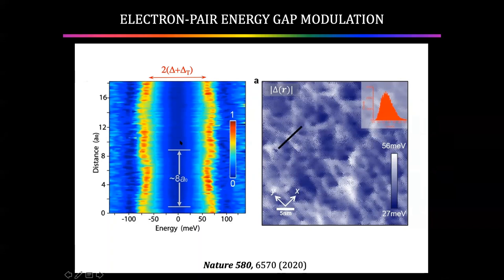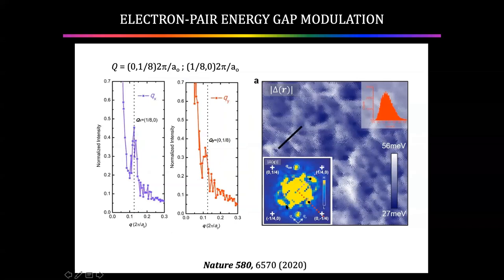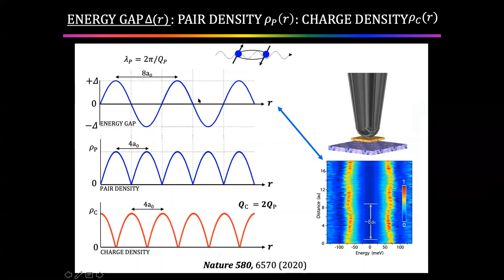So if we take the Fourier transform of this image, it actually has 4 sharp peaks in it. And those peaks occur at 1/8, 0. The Q vector of the gap modulations is 8 unit cells. So that was really good. That means this piece and this piece of the puzzle are solved consistently using the same technique, and they're consistent with an electron pair crystal.